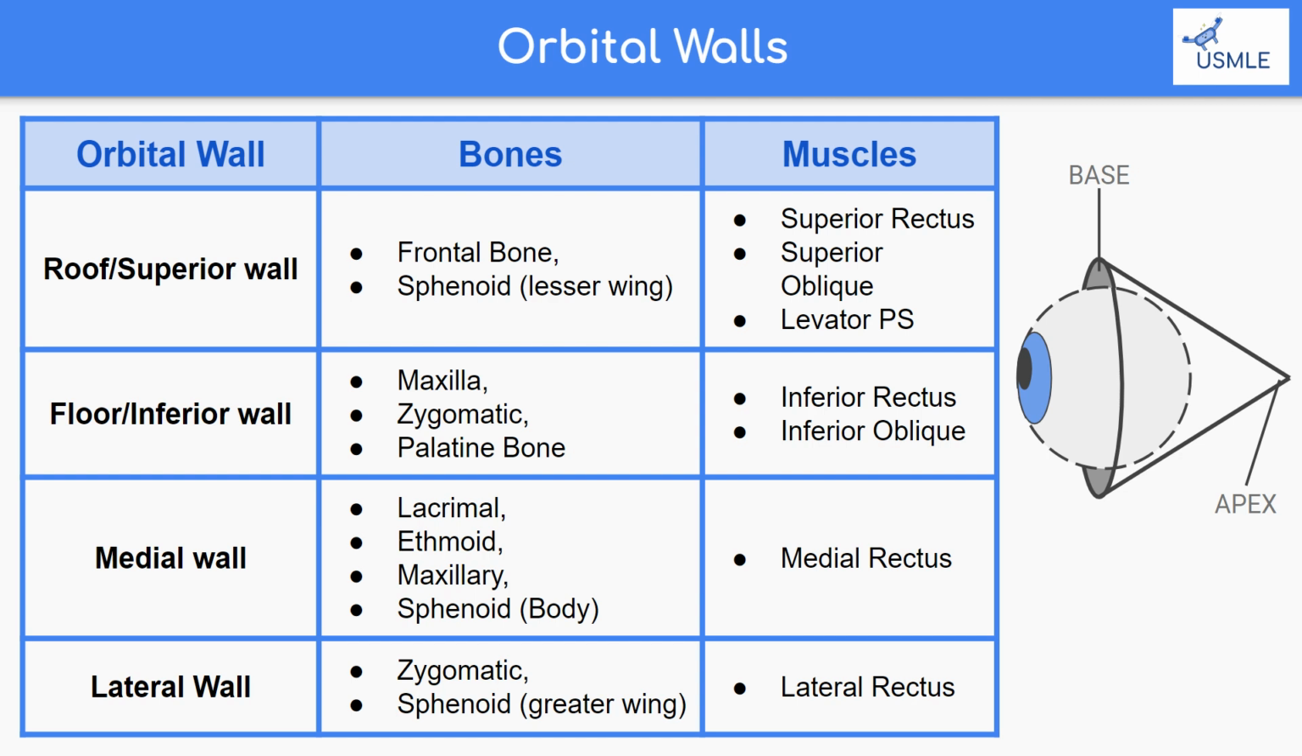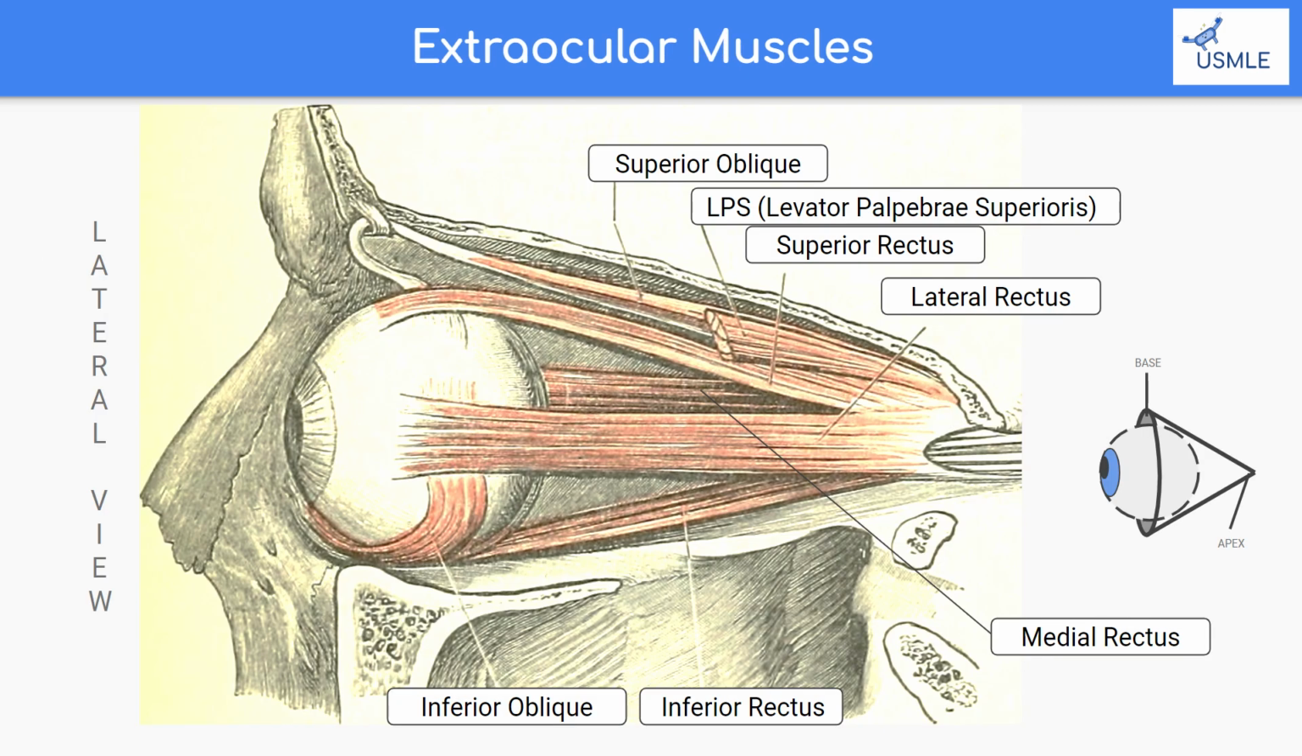The roof is formed from the frontal bone and the sphenoid lesser wing. The floor by the maxilla, zygomatic, and palatine bones, the medial wall by the lacrimal, ethmoid, maxillary, and sphenoid body, the lateral wall by the zygomatic and sphenoid greater wing. The corresponding muscles include the recti, the obliques, and the levator palpebrae superioris. You can see the attachment of the various extraocular muscles in this image.